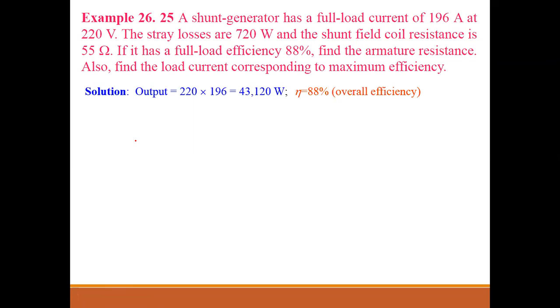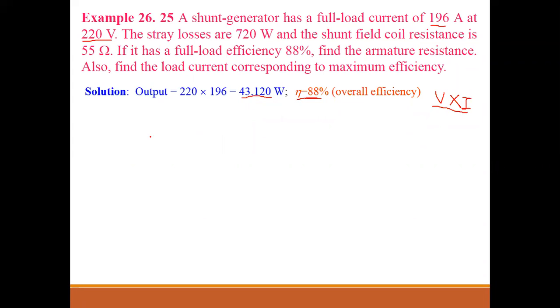As we know, output is equal to V into I. V is 220 volt, and I, that is the current value, they have given us, that is 196. So you just take your calculator with you and make that calculation. 220 multiplied by 196, so we get the output power as 43,120 watt. And they have mentioned the overall efficiency, which is nothing but 88%.